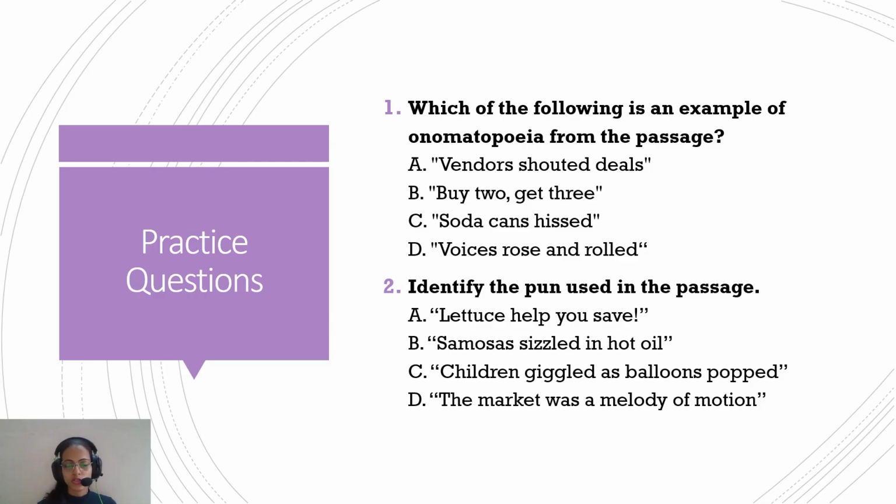Buy two, get three, of course, not the correct option. Option C, soda cans hissed. And option D, voices rose and rolled. Here, voices rose and rolled, again, it is not the sound. It's only telling you about the movement of sound.